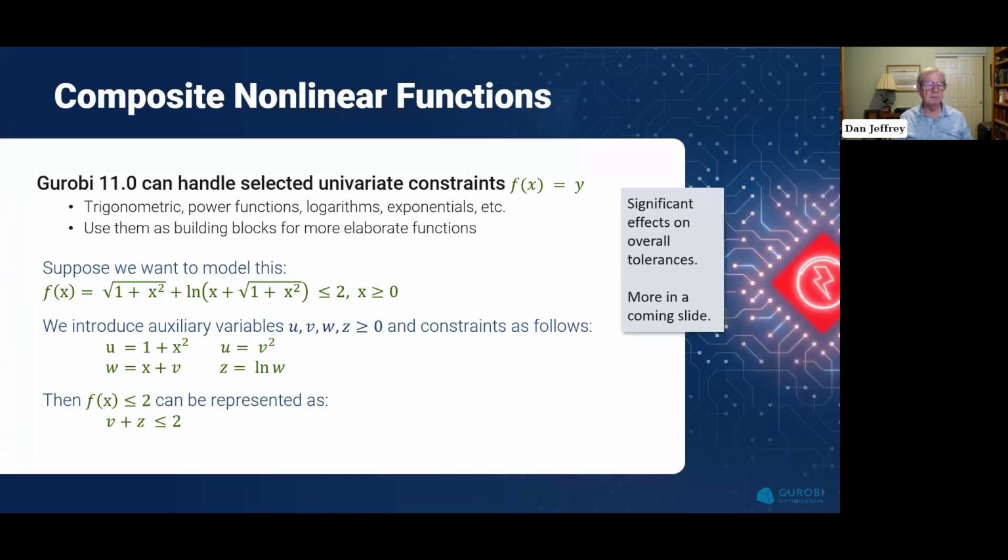And then we'll take u, and these are constraints, I should stress. So if you write a constraint that u is always equal to 1 plus x squared, we'll write another one that u is equal to v squared. That makes v equivalent to that square root term. And then we'll add w and set it to x plus v. That takes care of the inner term for this log function. And then for the log, we'll set z equal to the log of w. And so then we can express the overall constraint above as v plus z less than or equal to 2.